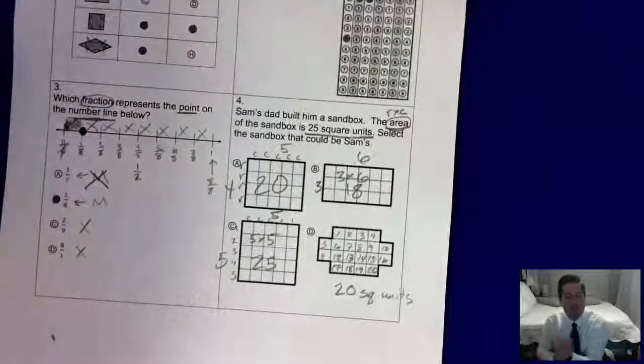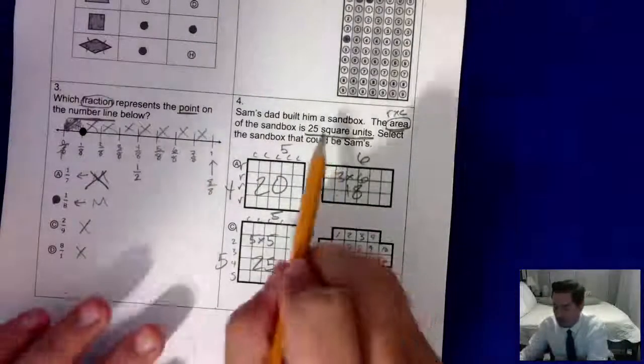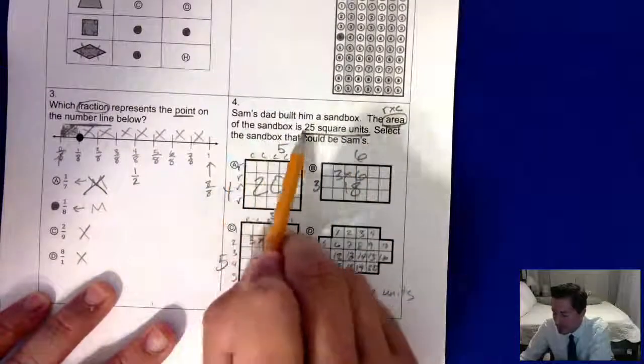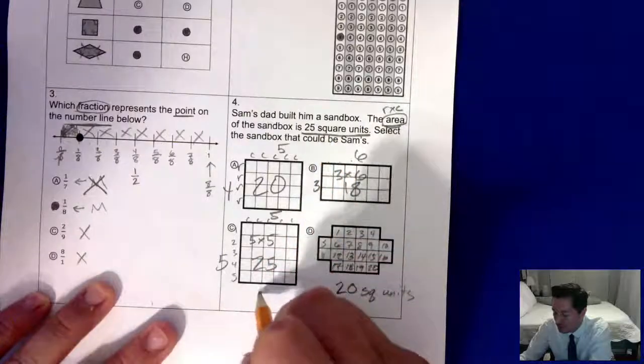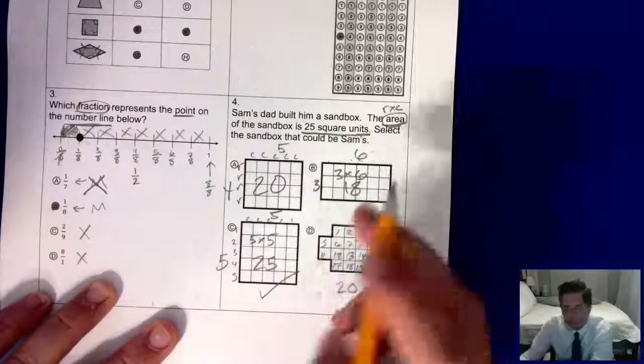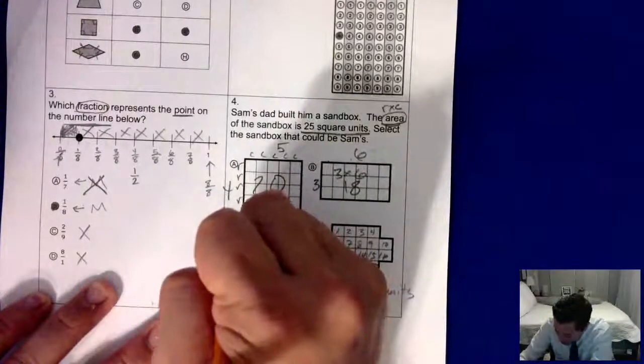Alright, so let's go back to our question. The area of the sandbox is 25. That is C over here. Select the sandbox that could be Sam's. So this sandbox is the only one with 25 square units, so I'm going to bubble that in.